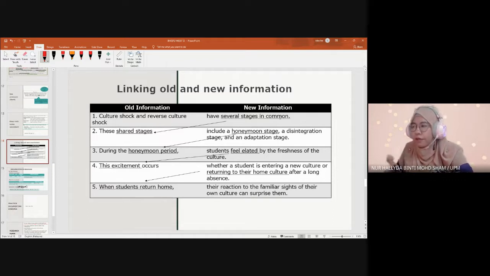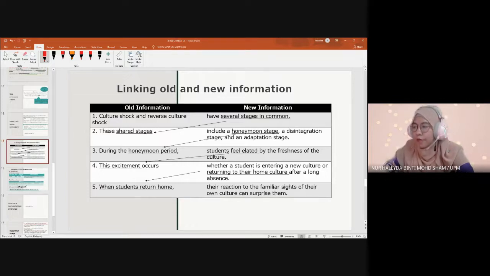They have several stages. And then next sentence, you use the same phrase. These shared stages include a honeymoon stage, a disintegration stage, and an adaptation stage. Contohlah awak bagi tahu ada 3 jenis. 3 jenis tu apa? 1, 2, 3, right? And then next sentence, you take one.